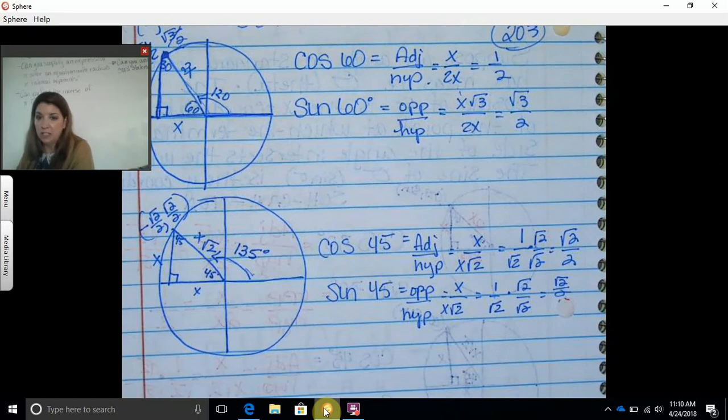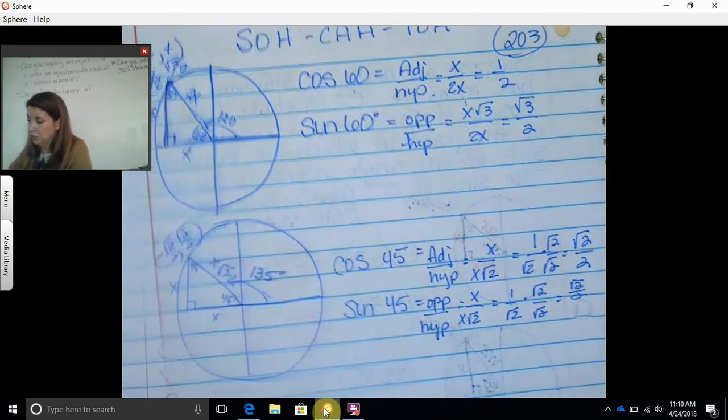So make sure you go back to your unit circle. And for 135 degrees, it should be negative square root of 2 over 2, comma, square root of 2 over 2.